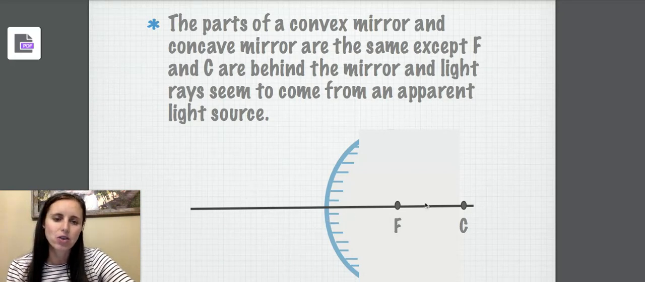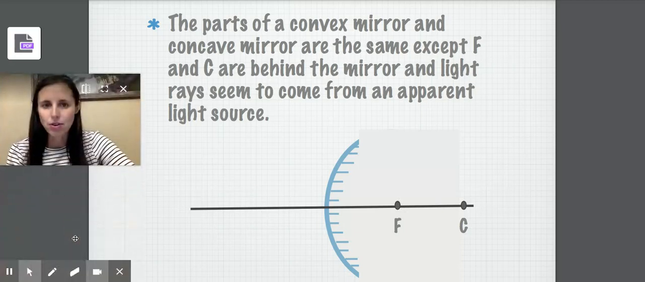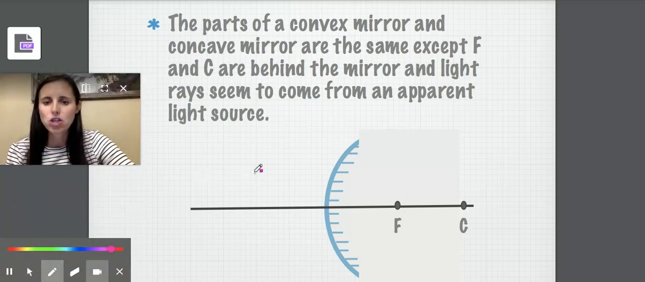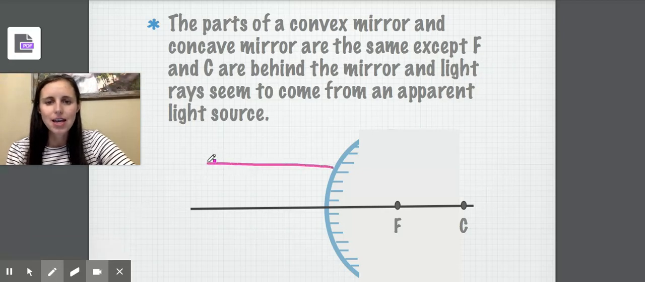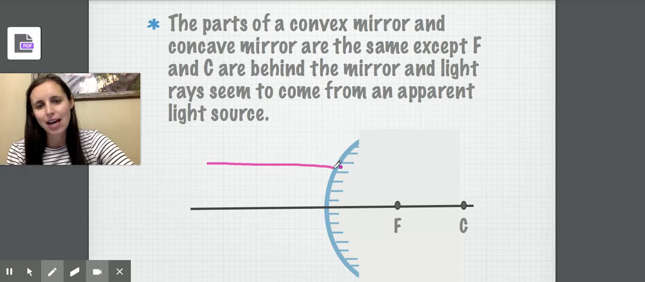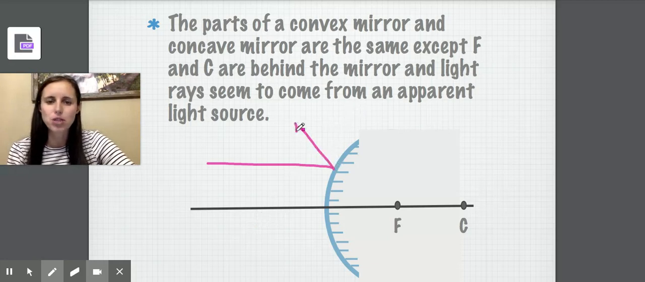Notice the difference though is where F and C are. So C is still twice the distance of F, but notice that F and C are on the opposite side of the mirror. F and C before were here. Now F and C are on this side. The reason is because in the name, this is a diverging mirror. So in a converging mirror, my light rays came in and went towards the principal axis. Now they're going to diverge.